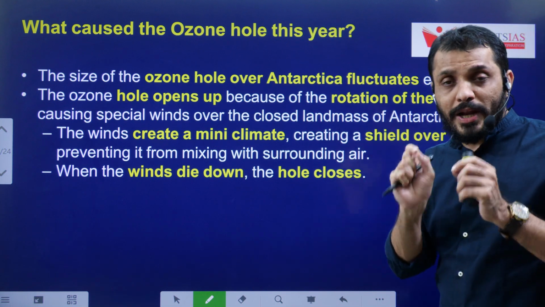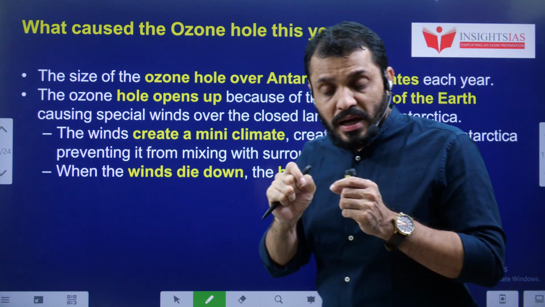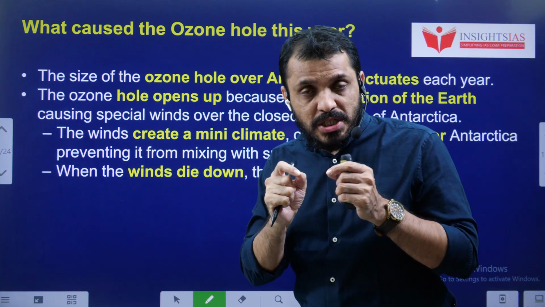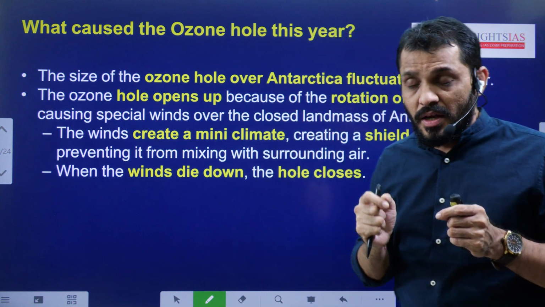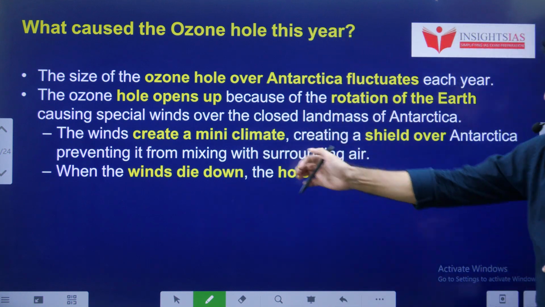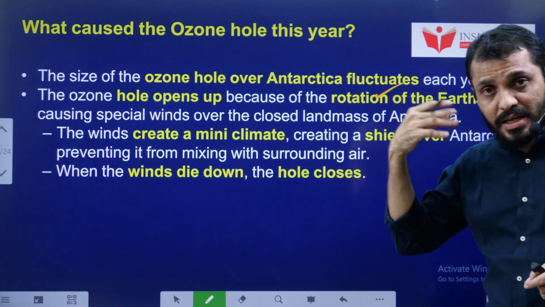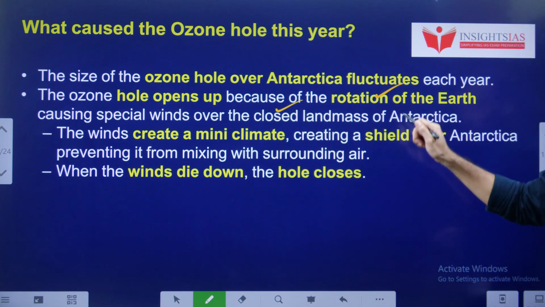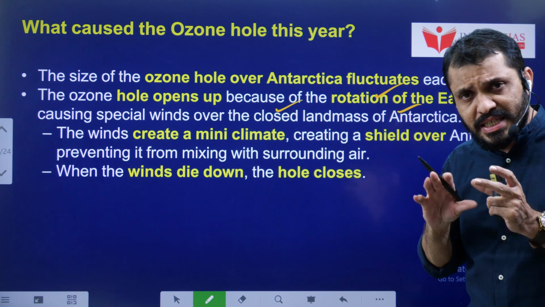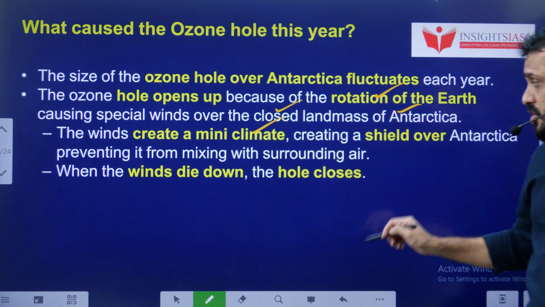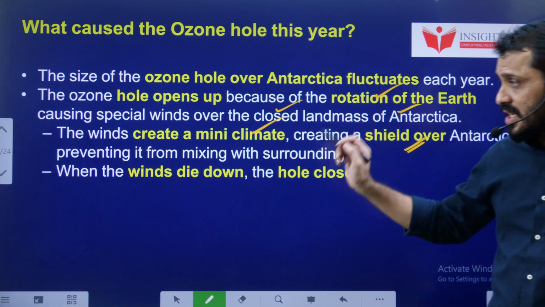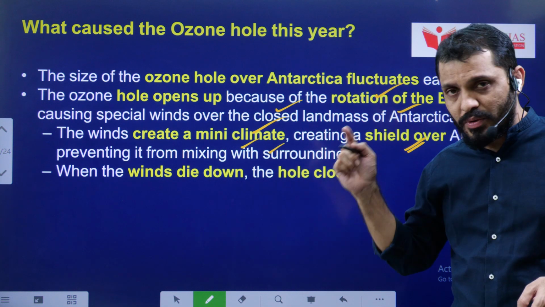And the extent of the ozone hole depletion also depends on Earth's rotation. Earth's rotation causes special winds over the landmass close to Antarctica, which creates certain mini climates and a shield over Antarctica that prevents it from mixing with the surrounding air.